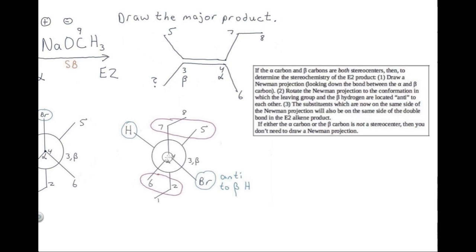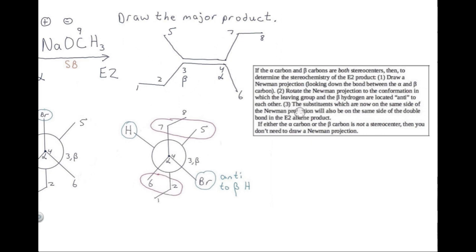Notice that who else should be attached to carbon 3? The other thing that should be attached to carbon 3 is carbon 2 on the circle. Well, in this Newman projection, carbon 2 is on the same side of the Newman projection as carbon 6. Therefore, carbon 2 should be on the same side of the double bond as carbon 6. Carbon 2 and carbon 6 should be cis to each other. And we can also draw in that carbon 2 should be attached to carbon 1.